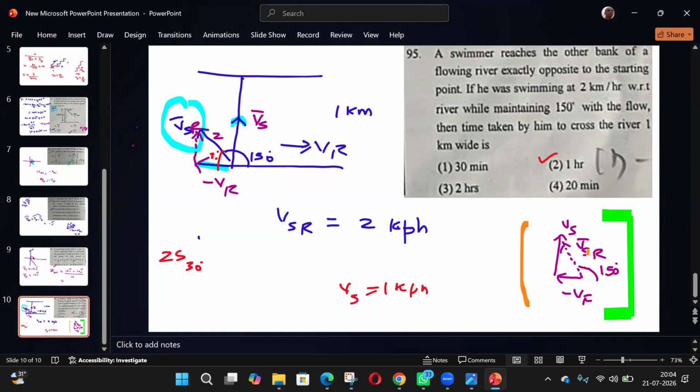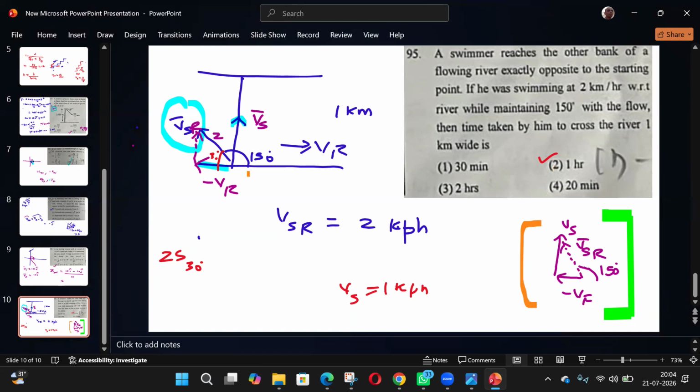So this VSR, with respect to the river, is 2. So the hypotenuse is 2. The velocity of the swimmer should be 2 sine 30, which is half. Sorry, which is 1 kilometer per hour. And to travel a distance of 1 kilometer, it will take 1 hour. This is the important thing to realize: you have to get the triangle right.